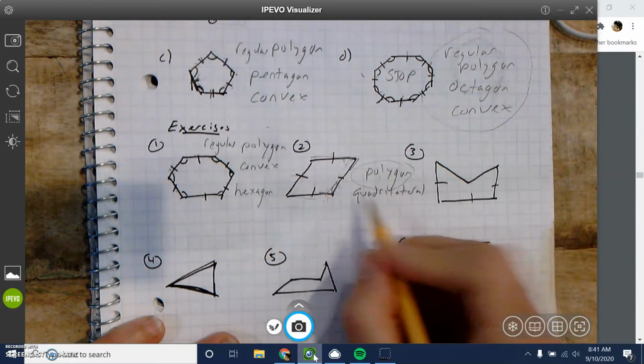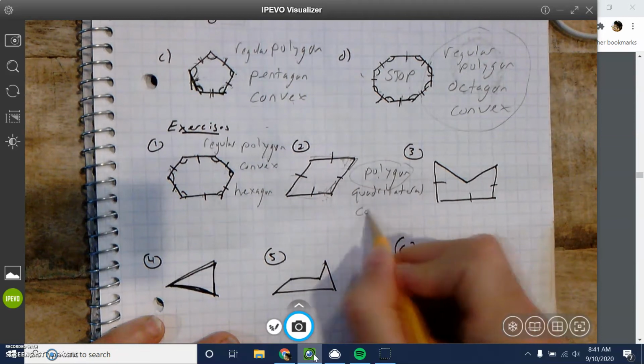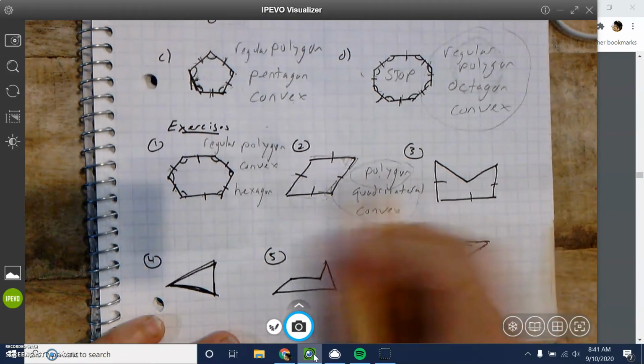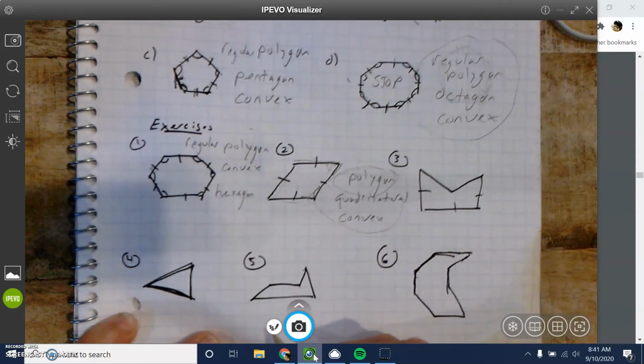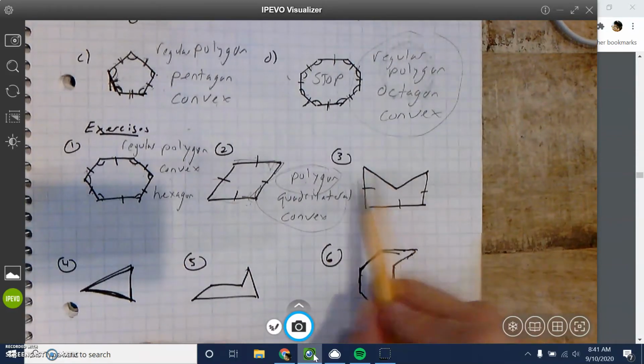And is it convex or concave? There's no little cave to it. This one is convex. So that is number 2. Bam. Okay, let's try number 3.